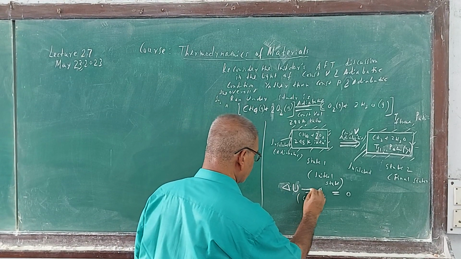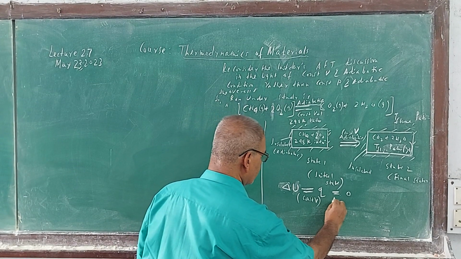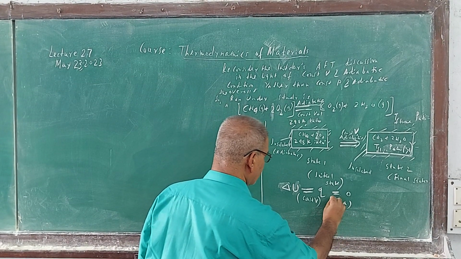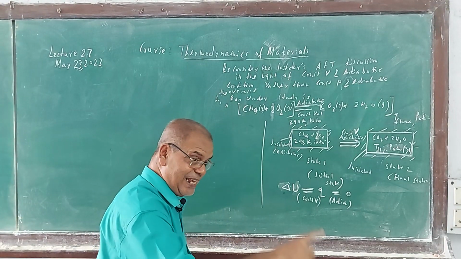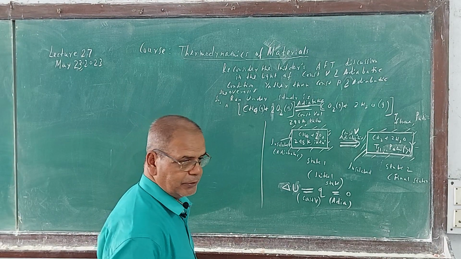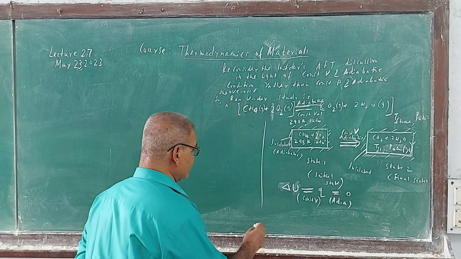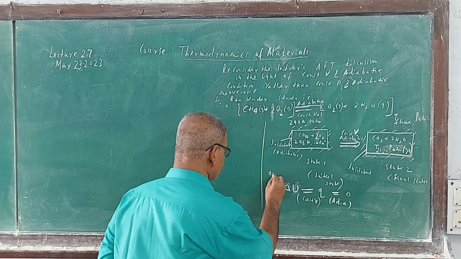This is Q, constant volume. And why is it 0 for adiabatic? So what is the difference? Delta U is 0. So you will solve this problem. Delta U will be delta U1 plus delta U2. This is the overall reaction.